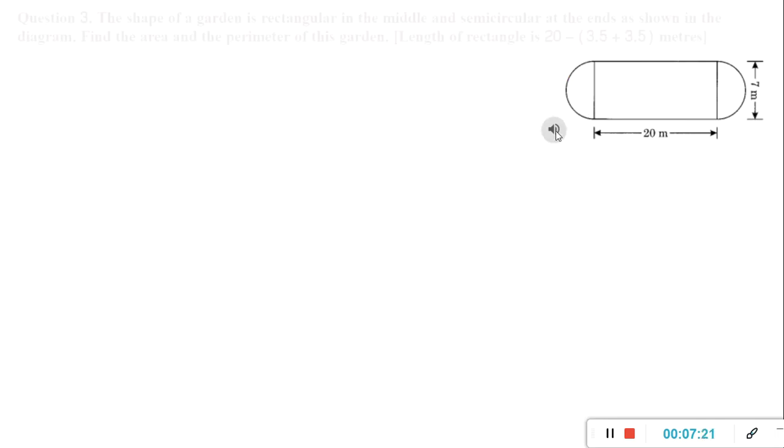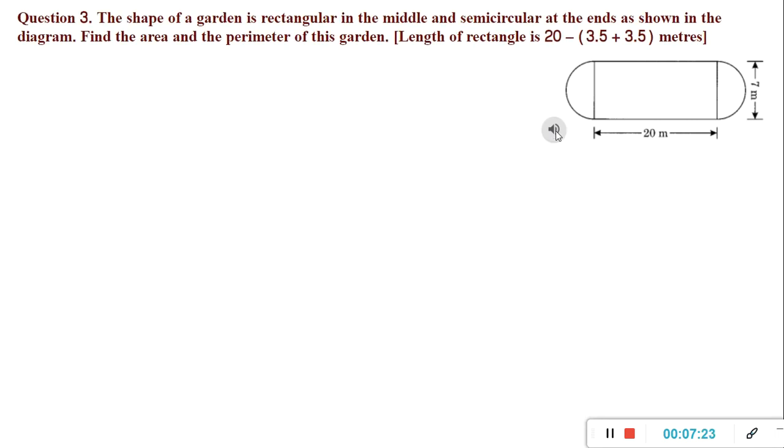Now third question. The shape of a garden is rectangular in the middle and semicircular at the ends as shown in the figure. Find the area and the perimeter of this garden. Length of rectangle, that is 20 minus 3.5 plus 3.5 meters, because the total length of the figure is given as 20.